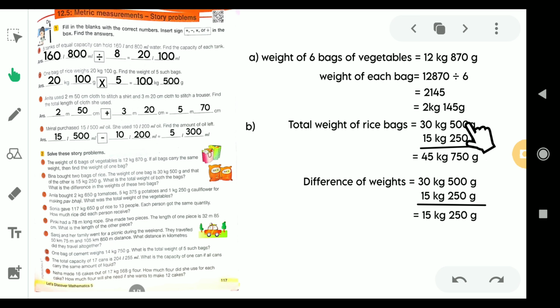So 0 plus 0 would be 0, 0 plus 5 is 5, and 5 plus 2 is 7, and 0 plus 5 would be 5, and 3 plus 1 is 4. So the total weight of both the rice bags is 45 kg and 750 gram.